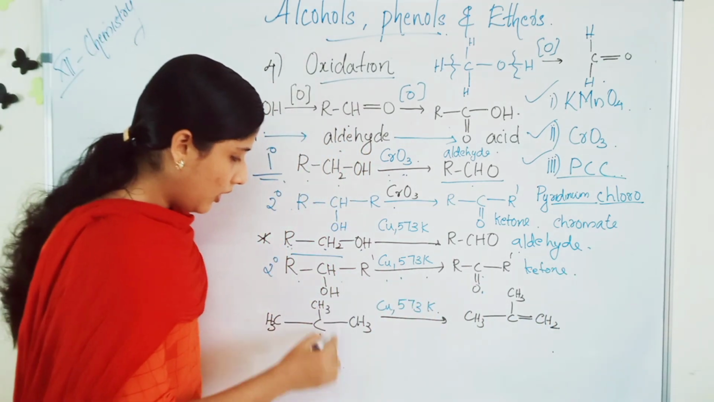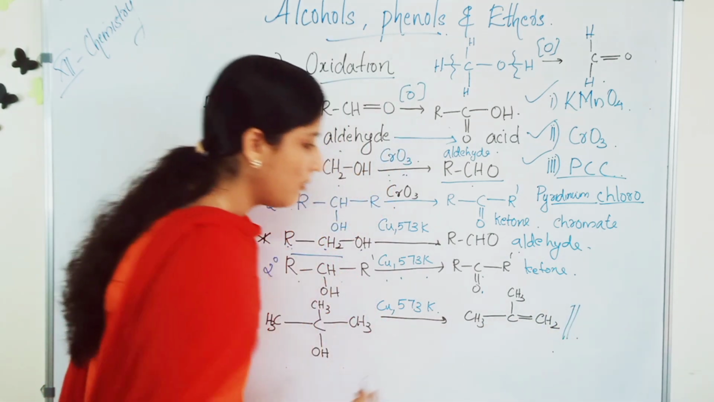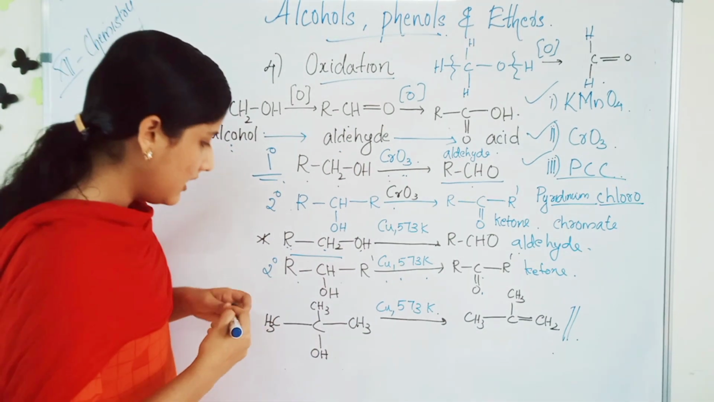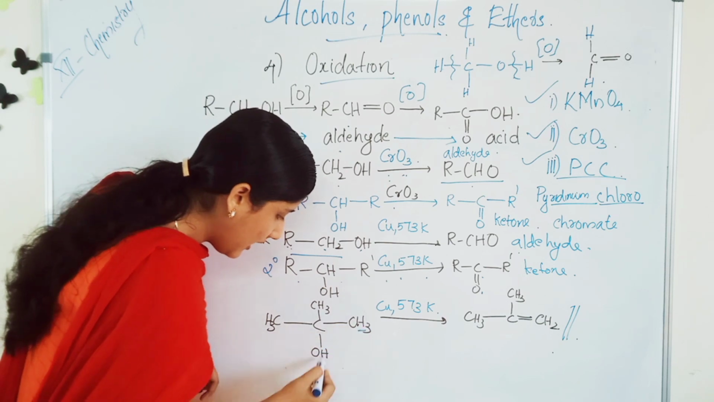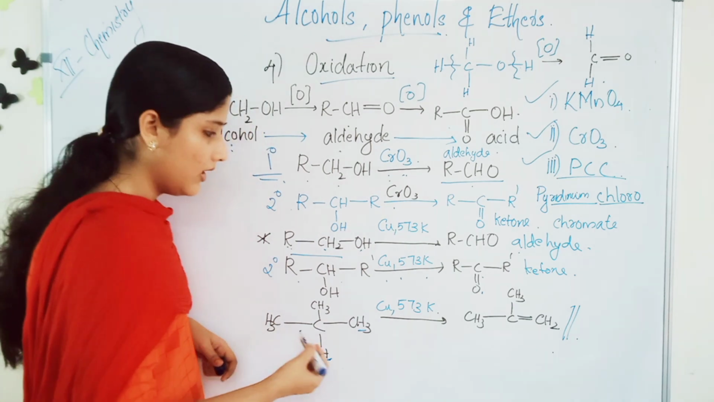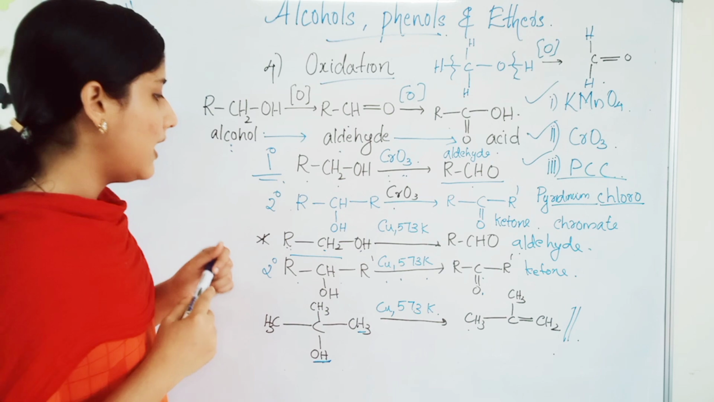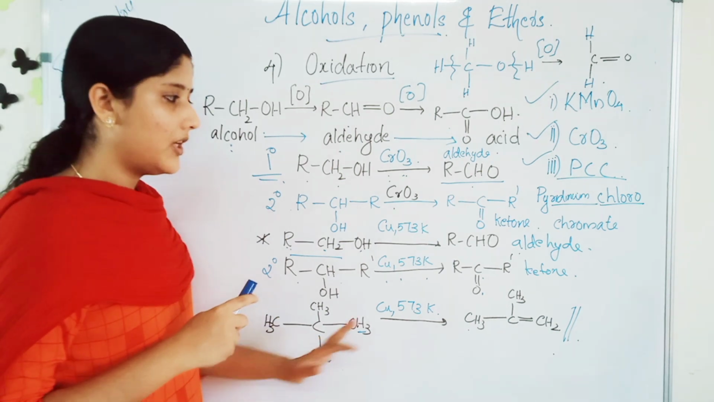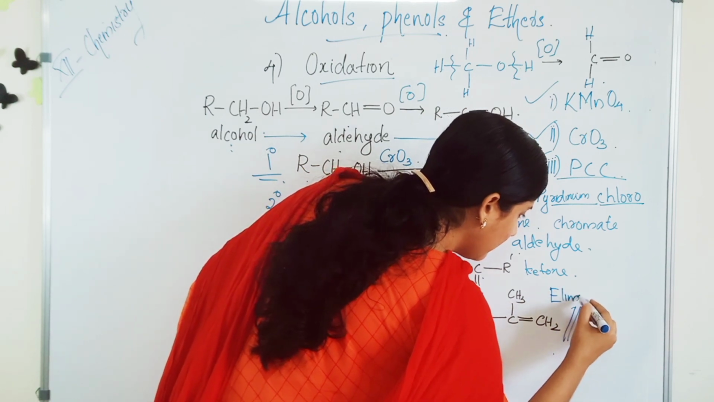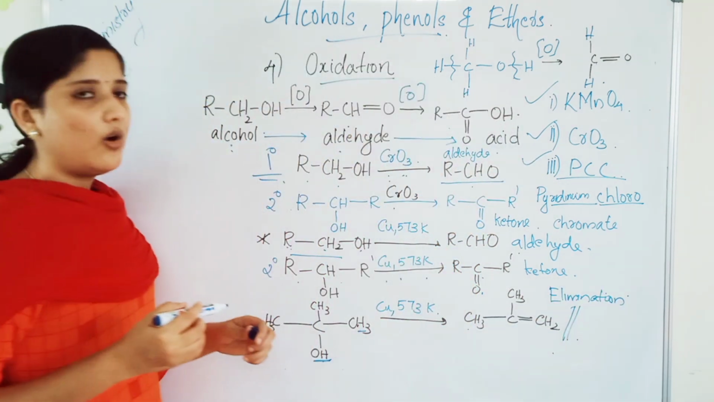Similarly, if we are using a tertiary alcohol, we will get an eliminated product. Remember, the elimination reaction will happen here. That is dehydration, which we already studied. Here one hydrogen and OH will be eliminated as water, and you will get a double bond. The eliminated product will be obtained when we are using copper at 573 Kelvin for a tertiary alcohol. Elimination happens here. These are the oxidation reactions.